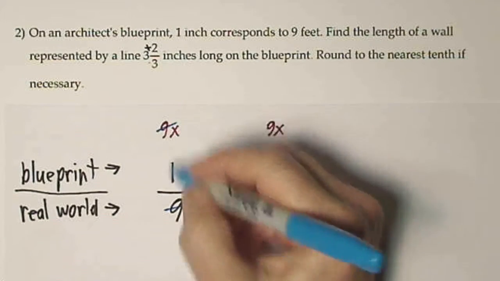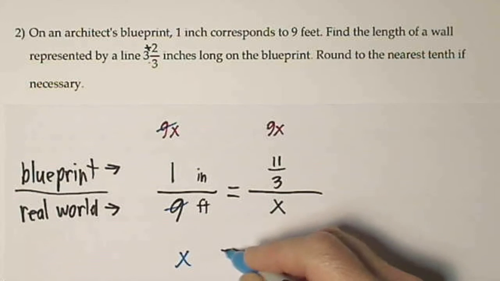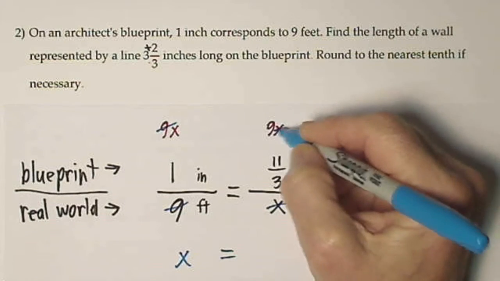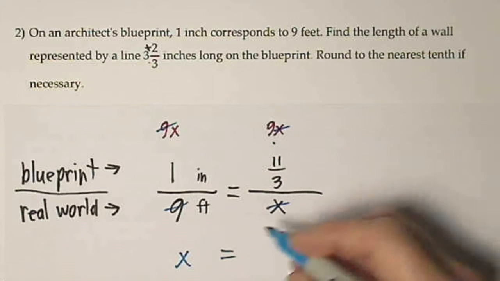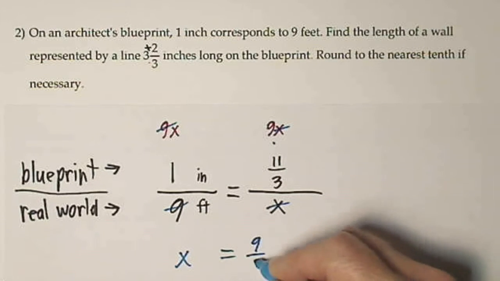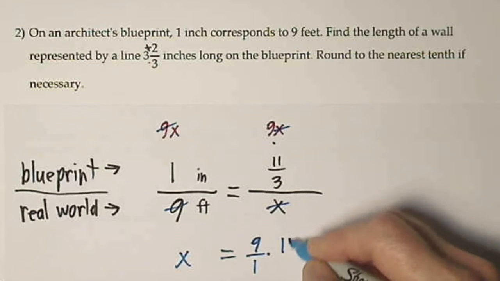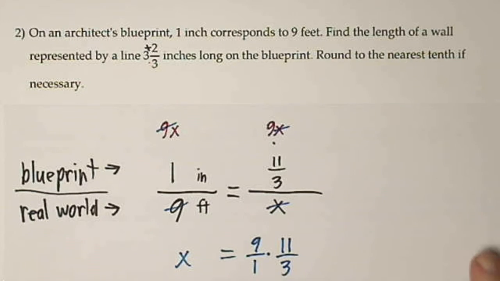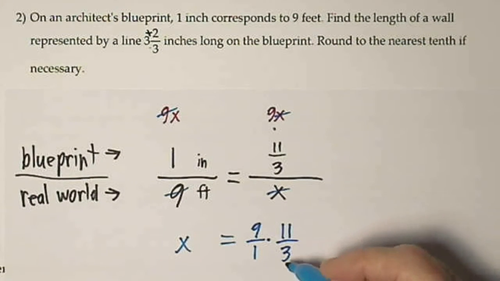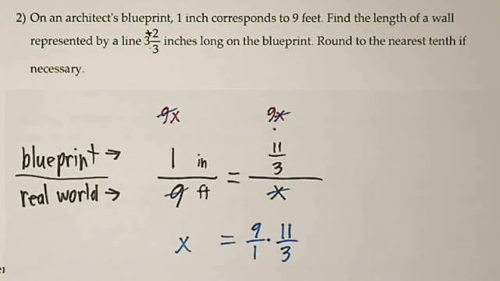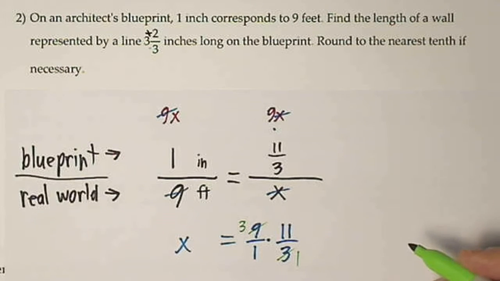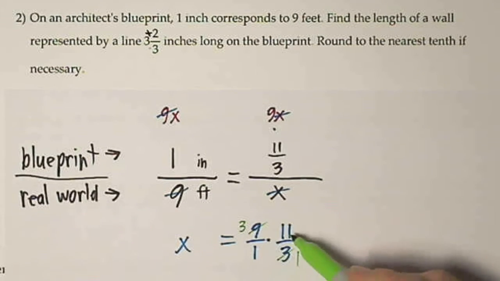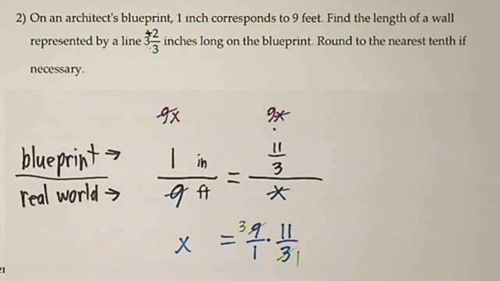9 cancels 9, you're left with x. X cancels x, you're left with 9 times this. So let's make that 9 over 1 times 11 thirds. And notice we have a little bit of canceling here right away. 3 goes into 3 once, 3 goes into 9 3 times. So all we have to do is multiply 3 times 11.